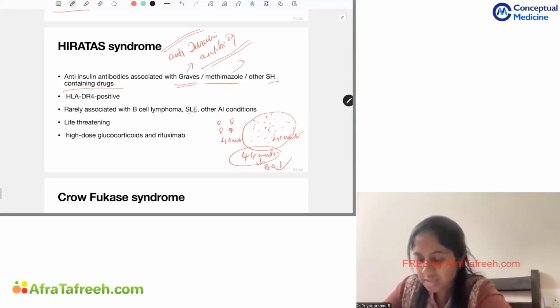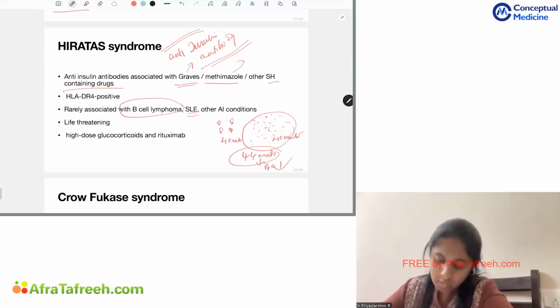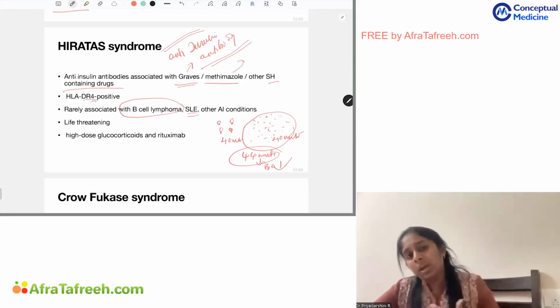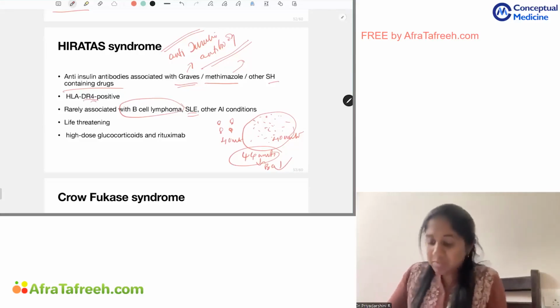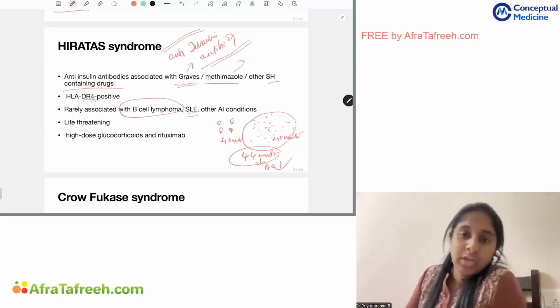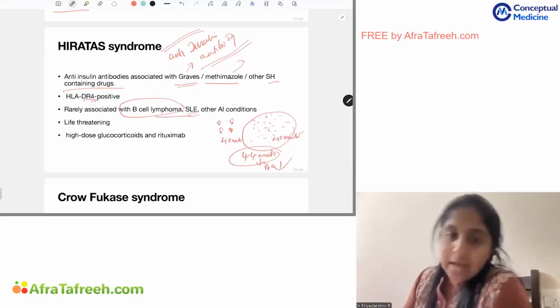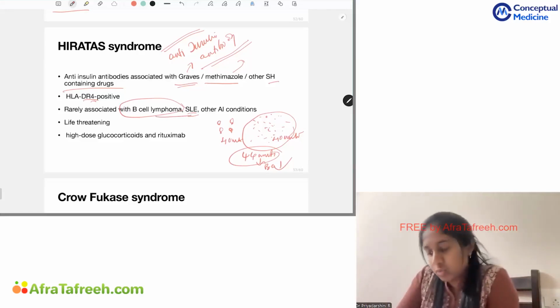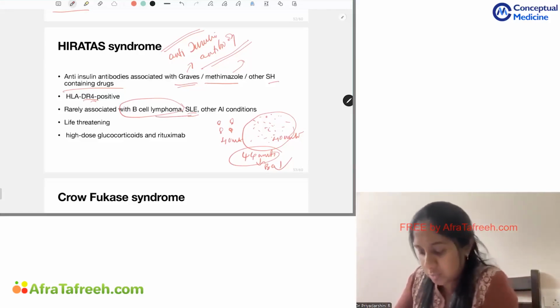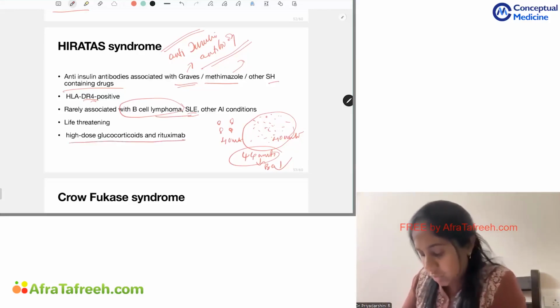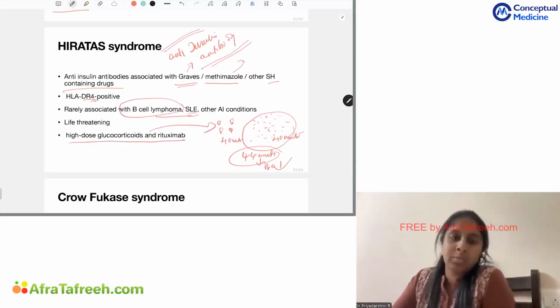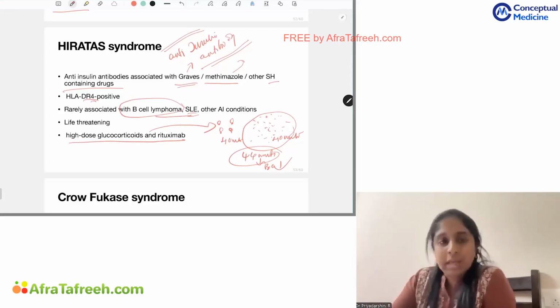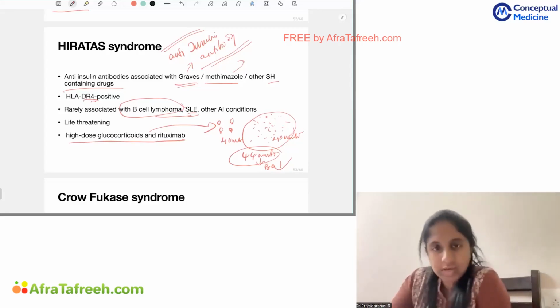Usually it's associated with SLE and autoimmune conditions, but rarely it is associated with lymphomas also. It is due to some HLA polymorphism. Sometimes this could be life-threatening also. The treatment would be to initially identify the underlying cause and treat it, but until then you will have to suppress the antibody production, so you give high-dose glucocorticoid or rituximab therapy. So this is about Hirata syndrome, anti-insulin antibody syndrome.